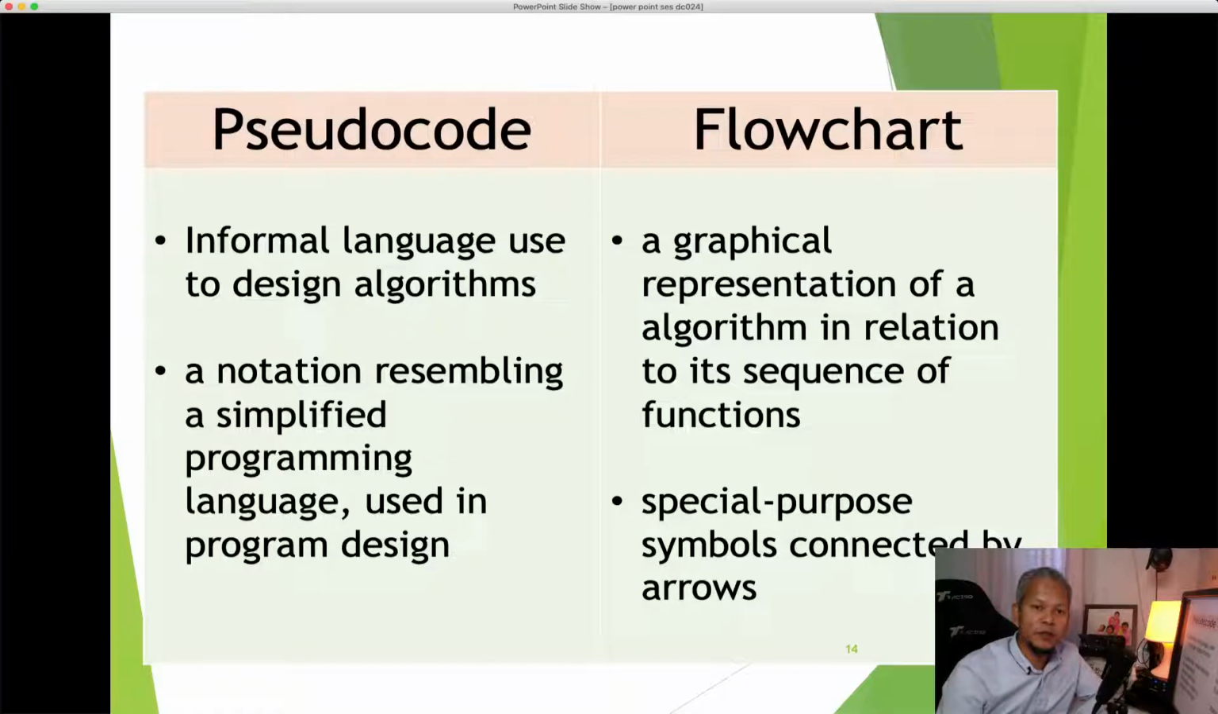Now we look at the left, which is the pseudocode. Okay, the same. I need to make some correction for this start and stop. I should be using the start and stop.